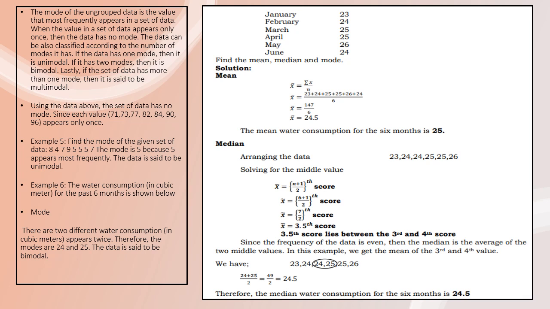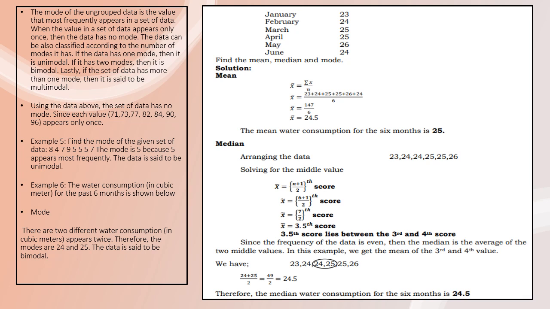The formula for the mean is to add all the data and divide by 6. How many data? We get the 6 from how many data are given. Since there are 6 data, we add all 6 data and then divide by 6. The result for the mean is 24.5. The mean water consumption for the 6 months is 25 when we round it off.